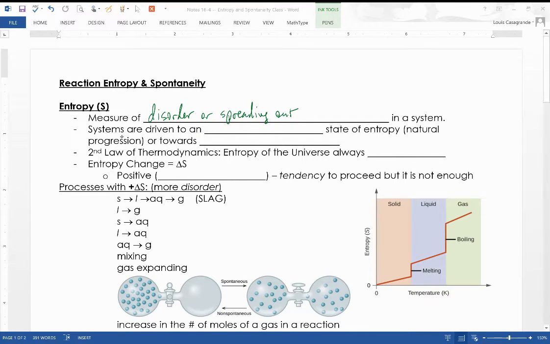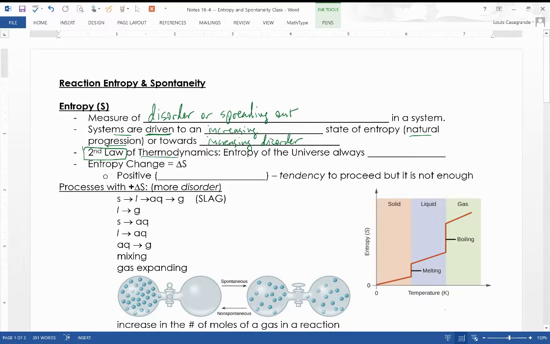So systems are being driven. So remember those driving forces. We're being driven to an increasing state of entropy. We want to see this disorder increasing, the spreading out increasing. And so this is the natural tendency, towards increasing disorder. This is part of the second law of thermodynamics.